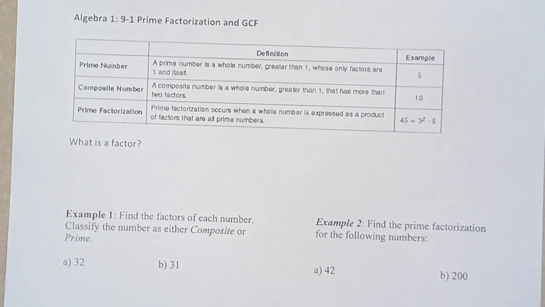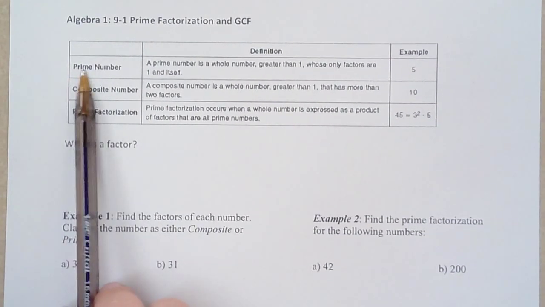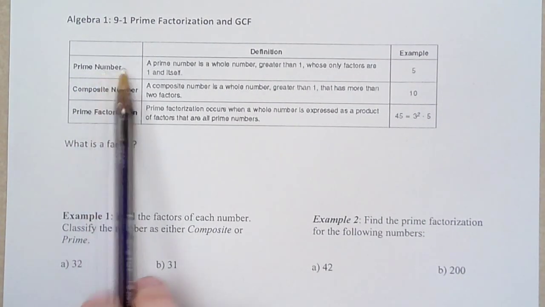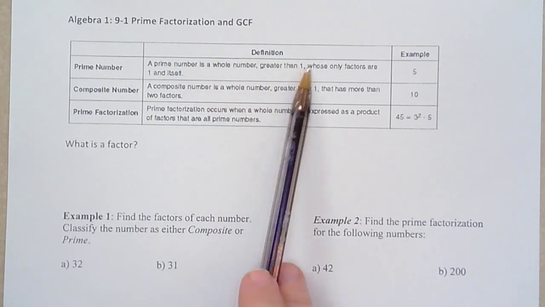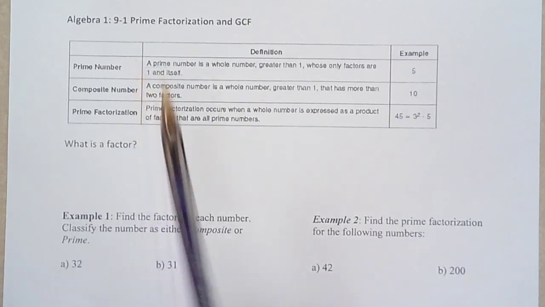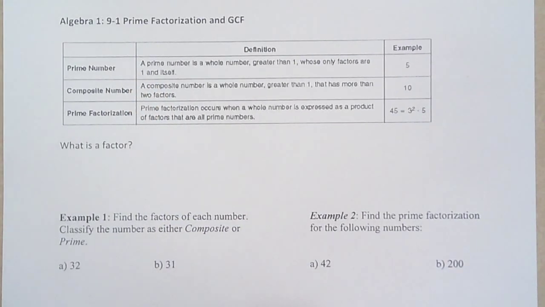So let's first start off with some definitions. What is a prime number? If I say a number is prime, what I mean is that it is a whole number greater than 1 whose only factors are 1 and itself. All right, we'll get into more in a minute.